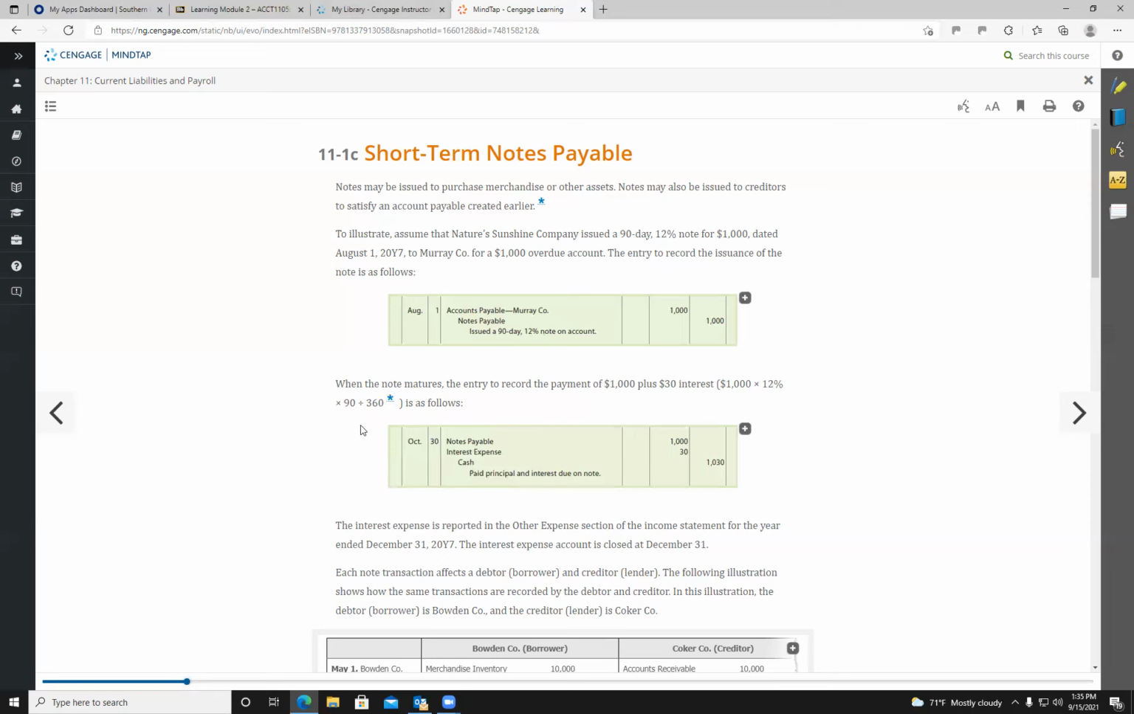But you simply start out by taking the number of days of this agreed upon term. In this situation, it was 90 days, and divide it by the 360. And then you would take the $1,000 original loan and multiply it by the interest rate, which is 12%.